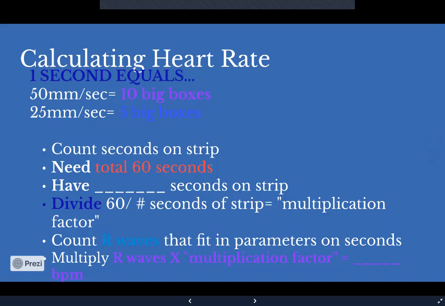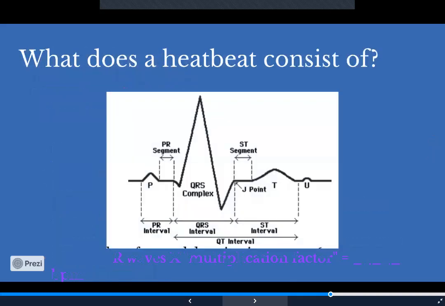So in the end, you need to have that 60. So you'll have that 30 as your multiplication factor. So when we count our R waves, because our R waves are going to be our indicator of the beat, right? Once we get our R waves for those 2 seconds, we're going to need to multiply by our multiplication factor to get a total of 60 seconds. So I'll be able to show you guys what that looks like. It's pretty simple. So what does our heart rate consist of?